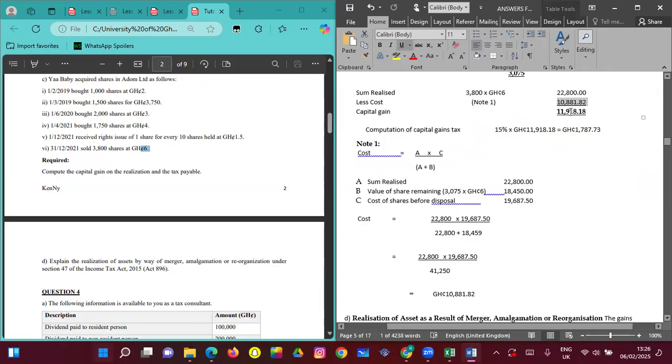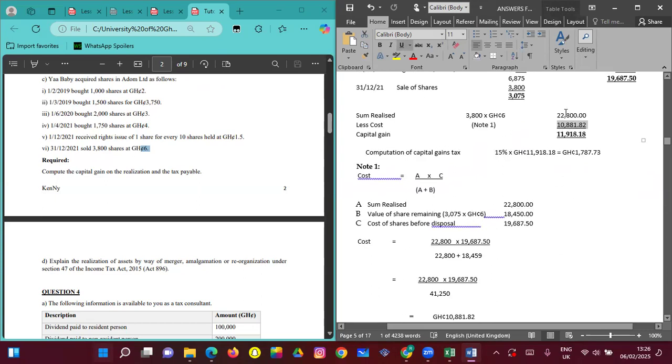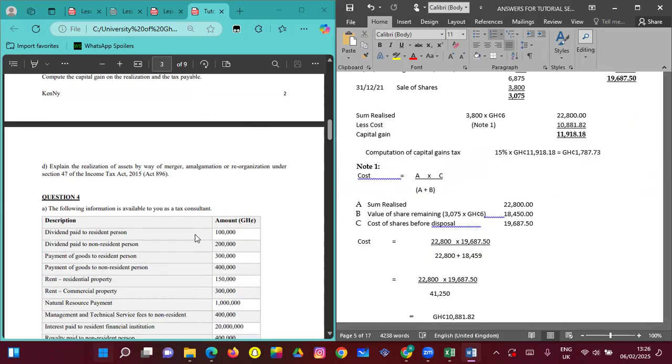Now our capital gain on that particular disposal is going to be this minus this, and we get this as a capital gain. Now we are going to find our 15% on it to get our capital gain tax. And then we get the capital gain tax here. Simple and straightforward, right?